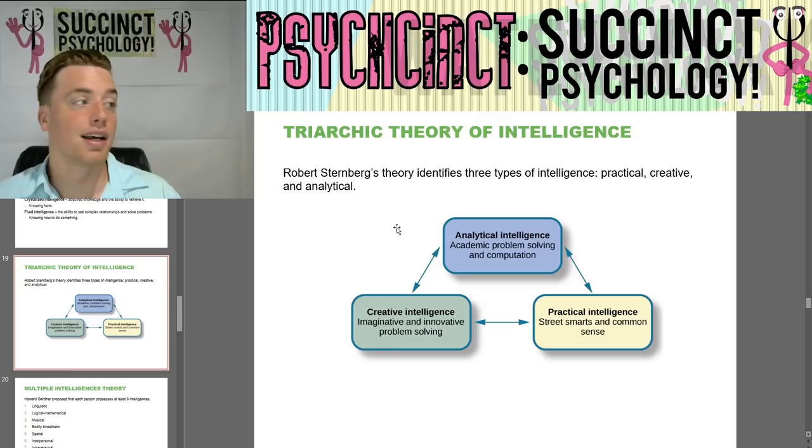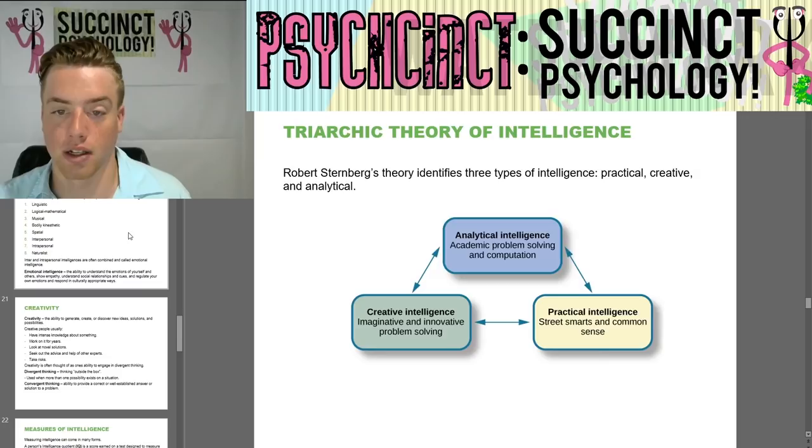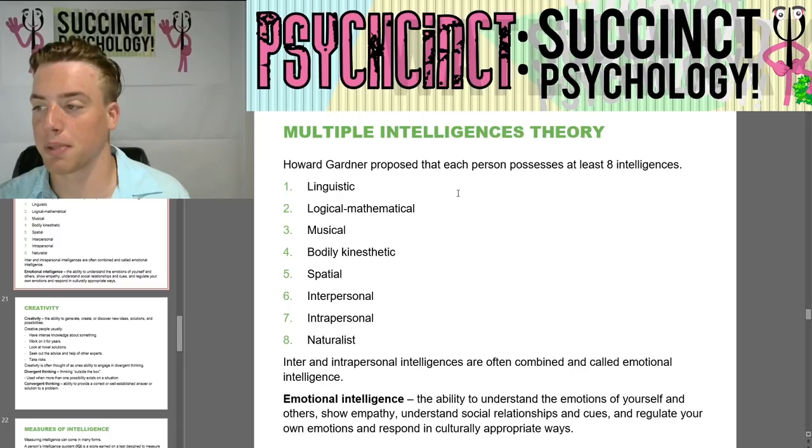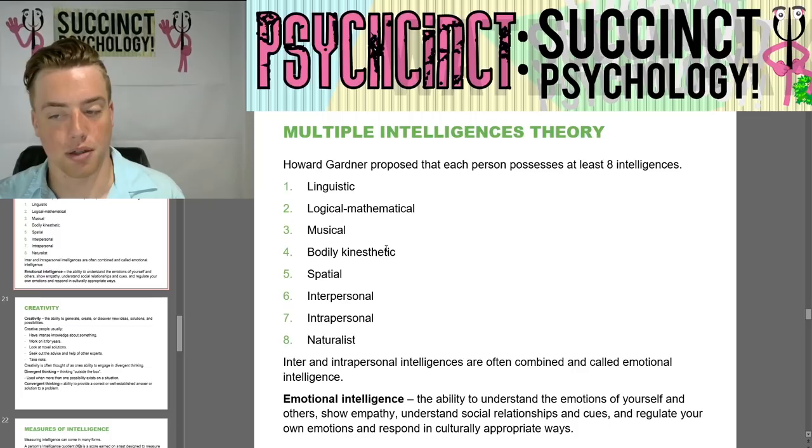Practical intelligence is street smarts and common sense, and creative intelligence is imaginative and innovative problem solving. So we have multiple intelligences theory, which is Howard Gardner proposed that each person possesses at least 8 intelligences. Linguistic, logical, mathematical, musical, bodily, kinesthetic, spatial, interpersonal, intrapersonal, and naturalist. Now, inter and intrapersonal intelligences are often combined and called emotional intelligence. So these two are often put together and called emotional.